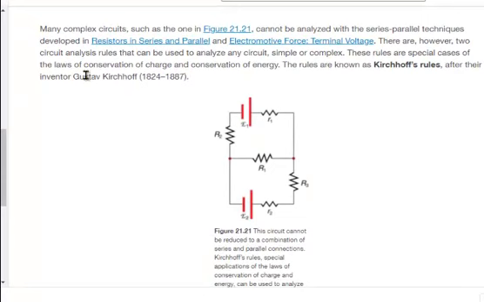Here, yes, they were discovered by Gustav Kirchhoff at some point in the 19th century. I don't know if he invented them. I think he discovered them. But anyway, I'll talk about what they are in just a moment.